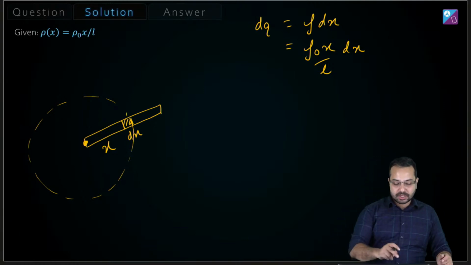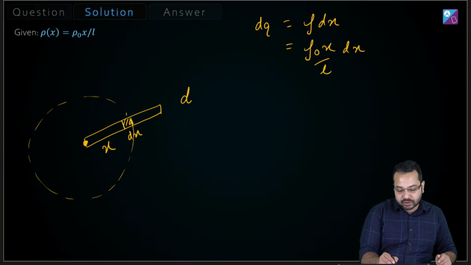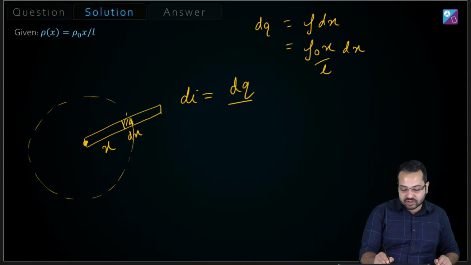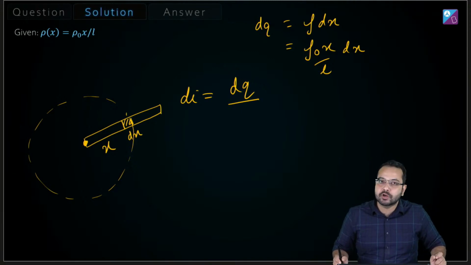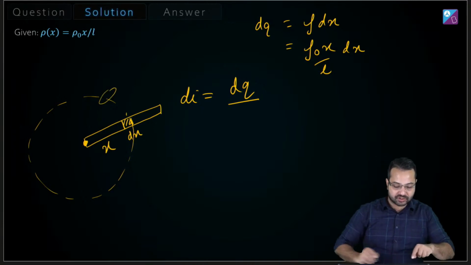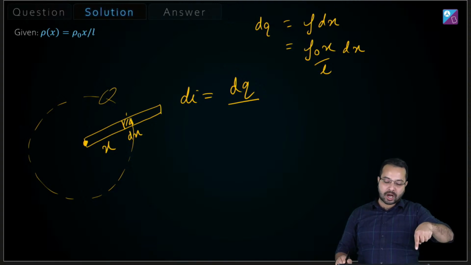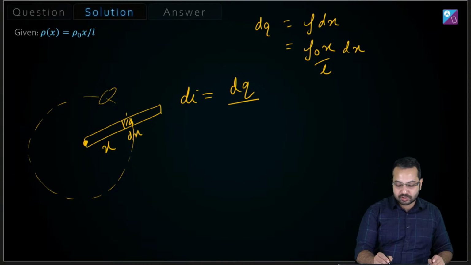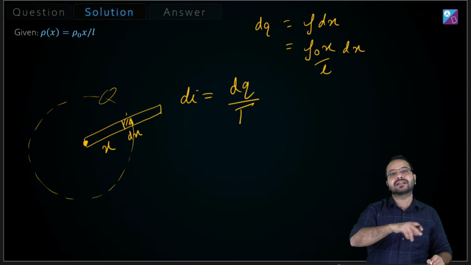Now the next part is, how do we find the current? The current caused due to this, I'm calling it di because it's a small amount of current, is going to be the charge divided by the time it takes to complete one revolution. Do you agree? Through a particular point, some charge is flowing. How much charge? dq charge is flowing, in time capital T. And what is capital T? Capital T is the time of revolution.